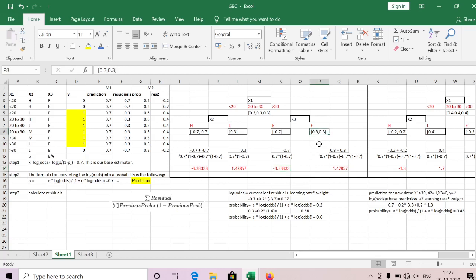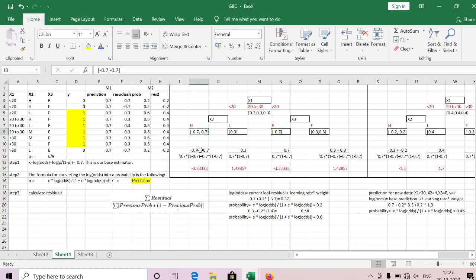Similarly, for the two residuals, 0.3 plus 0.3, the two residuals I just added. For the two residuals I need to add my previous probability, 0.7 multiplied by 1 minus 0.7. This is for the first residual, and this is for the second residual, 0.7 multiplied by 1 minus 0.7. Here, if you see, for the two residuals with 0.7 I also got the weight minus 3.3. For one residual, the weight is also minus 3.3.